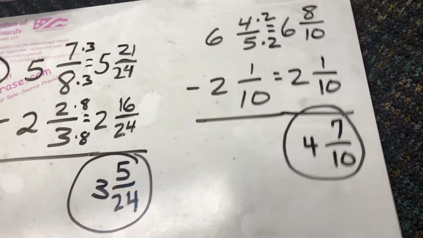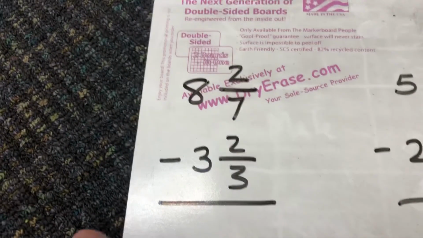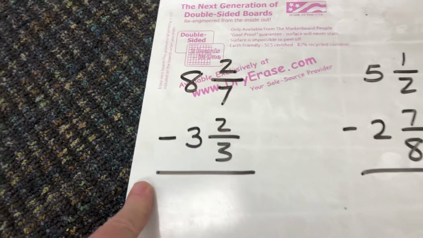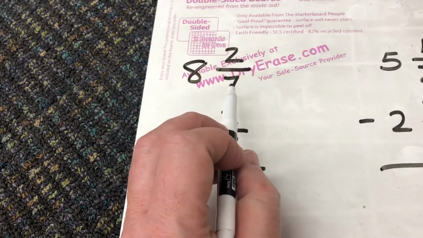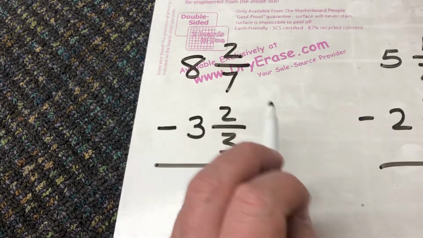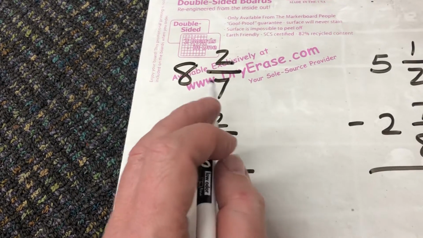All right, now we're going to look at something just a little bit different. Still subtraction. Everything starts the same. I have to find a common denominator. Well, my two denominators are 3 and 7. So as always, I'm working with the bigger one. Well, 7 times 1 is 7.